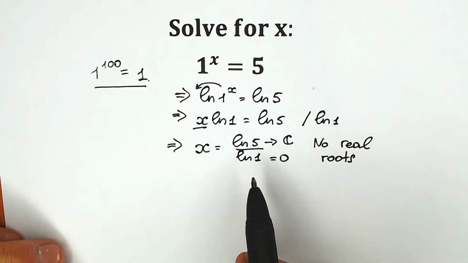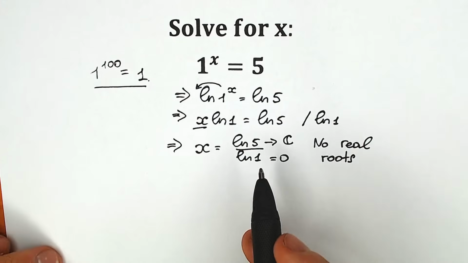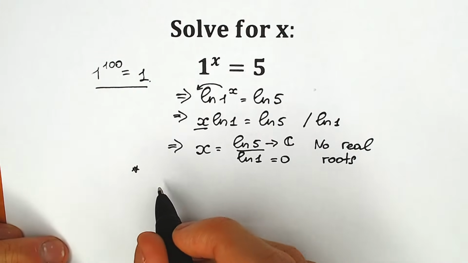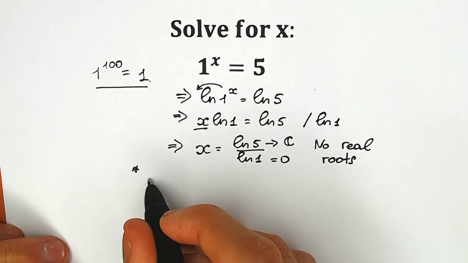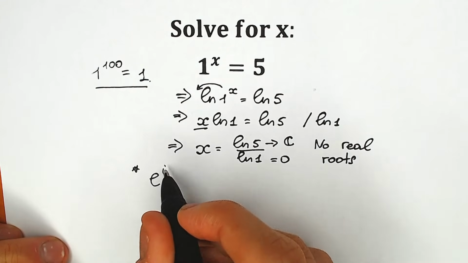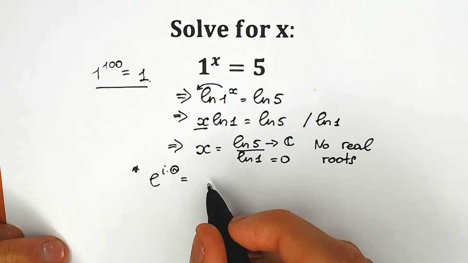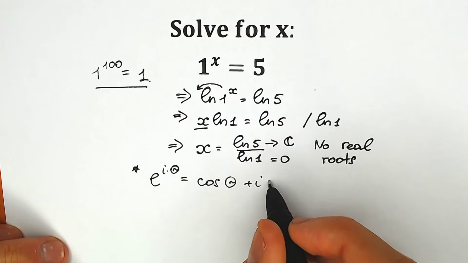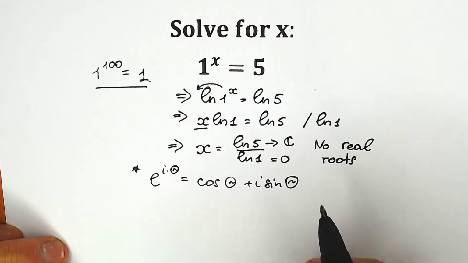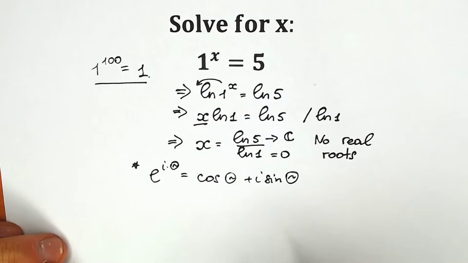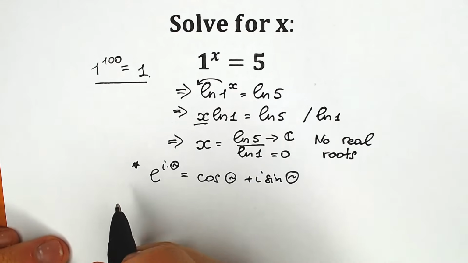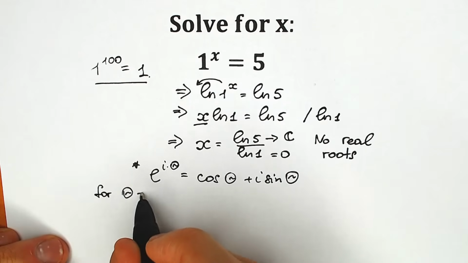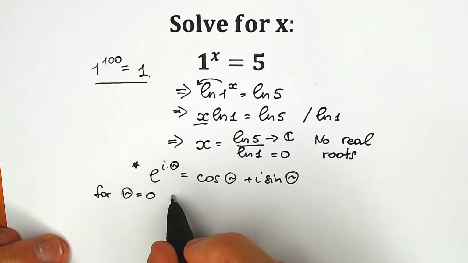Okay, we don't have a real number root here, but maybe a complex root. For this, I'm going to write a really interesting identity which helps us a lot. This is Euler's identity: e to the power i times theta equals cosine theta plus i times sine theta. This identity works perfectly. We can easily prove it real quick. For example, let's check it for theta equal to 0. Let's see what will happen when theta equals 0.